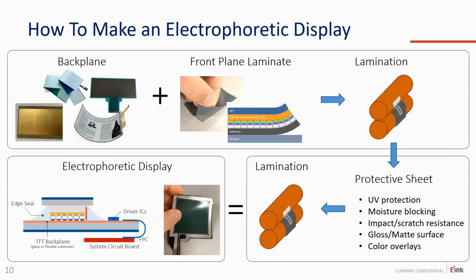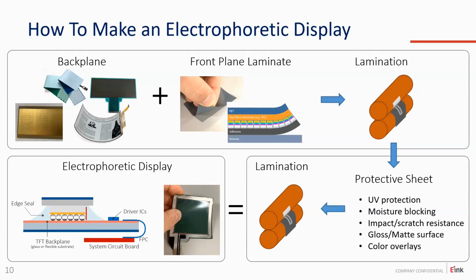So once you have this, how do you make a display out of it? It's actually pretty straightforward because our film ends with an adhesive and a release liner. So you can take any backplane, it can be a segmented backplane, it can be a PCB, and you then take a piece of our front plane laminate that's typically cut to size from a roll, remove the release liner, and at a certain elevated temperature, you laminate it on the backplane.